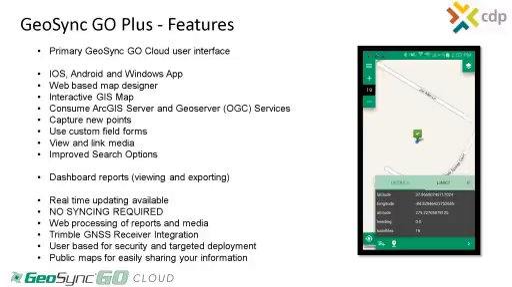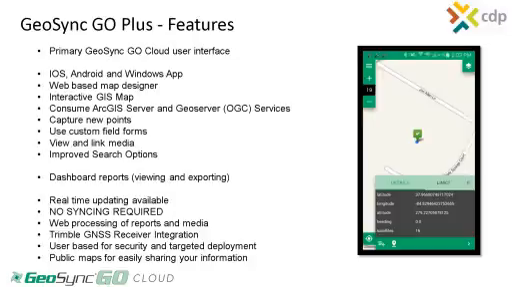GeoSync Go Plus provides access to custom field forms you can view and link media. It also has a lot of improved search options. So far beyond what we're able to do in GeoSync Go Mobile or GeoSync Go Desktop, where we can only have one search option per project, we can now have an unlimited number of search options that can be deployed and set up.